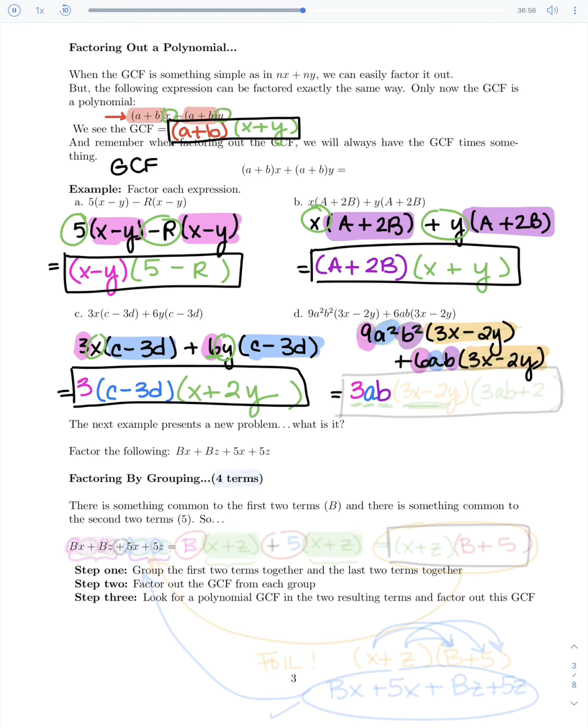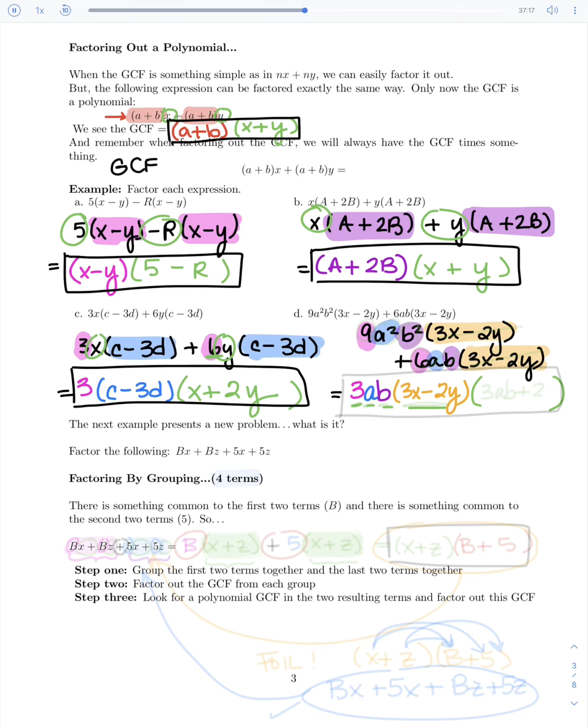Because they match with parentheses around it, that's what's going to get pulled out, the 3x minus 2y, exactly the way it matches, parentheses and all. And so I'm pulling out a 3, an a, a b, and this 3x minus 2y, and then whatever's left over will be inside of its own set of parentheses.